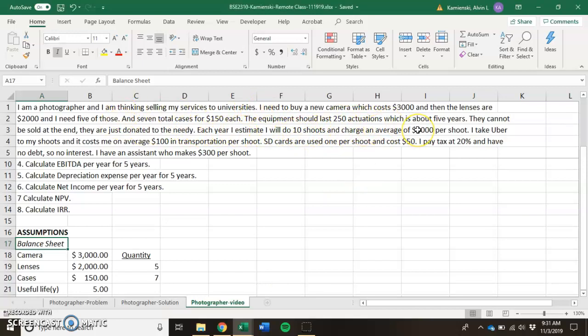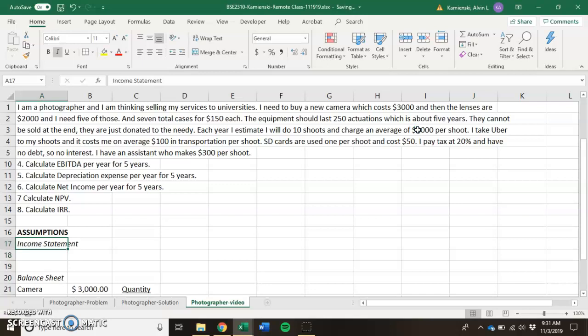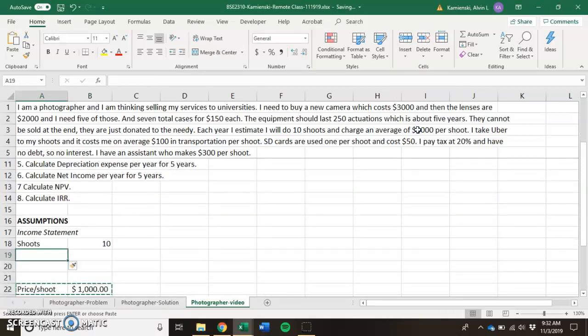I'll do 10 shoots a year at an average of $1,000 per shoot. This looks like then income statement related items, which will allow me to generate the revenues that I need, and revenues will come for each shoot, for which I'll do 10, and then the price per shoot will be $1,000 per as my fee. Now, to be able to do shoots, it's going to take some degree of expenses as well.